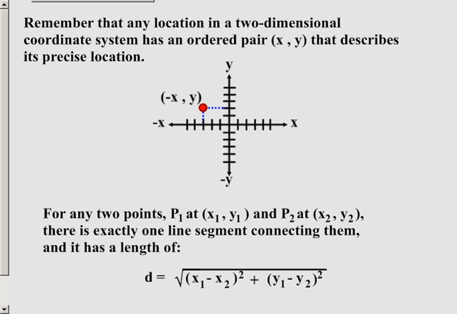Okay, so verbalizing that formula, basically what we have is the difference of the x's squared plus the difference of the y's squared, and all of that is underneath a square root.